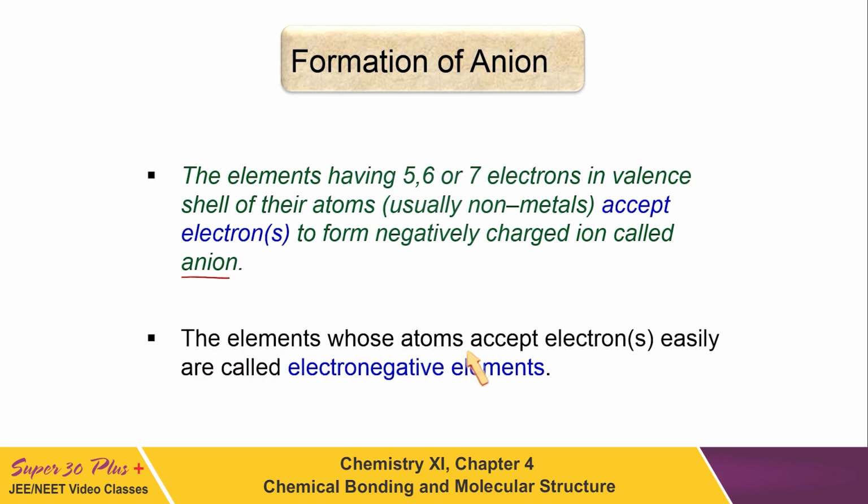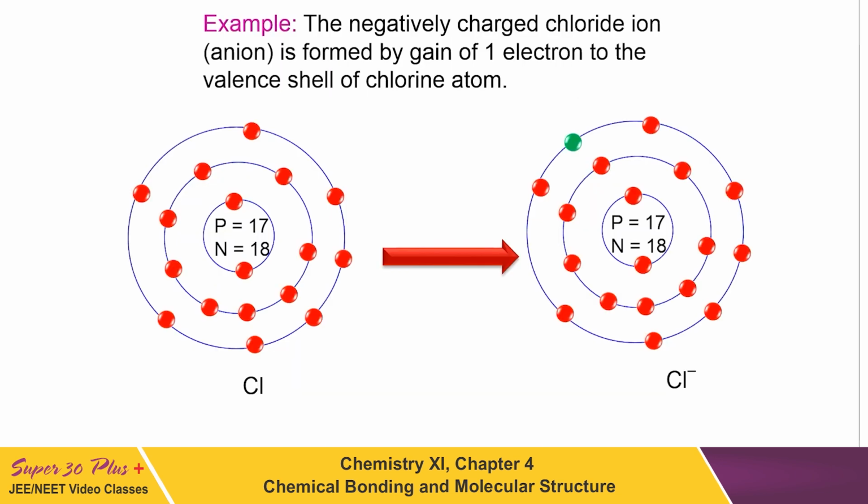These elements whose atoms accept electrons easily and form anion are electronegative elements. So what are the electronegative elements? Those species which gain electrons very easily. Alright. Say for example, chlorine is there in front of you, my dear students. You see, the neutral chlorine atom is neutral, without any charge. How many protons are there? Say 17. And how many electrons are there? Again 17. That is the reason why there is no charge on the chlorine atom.